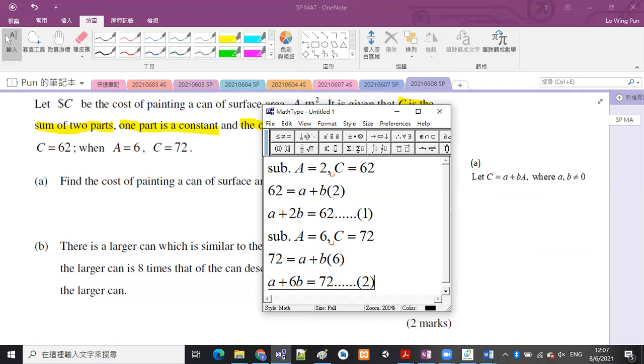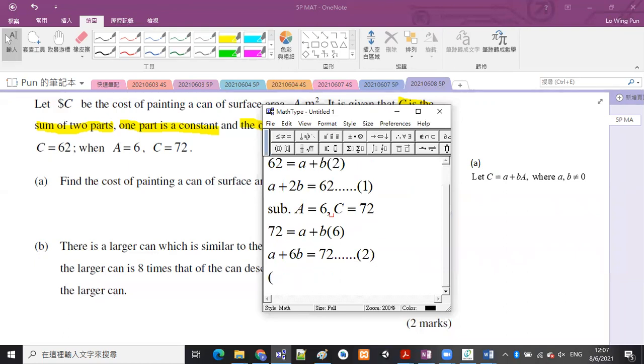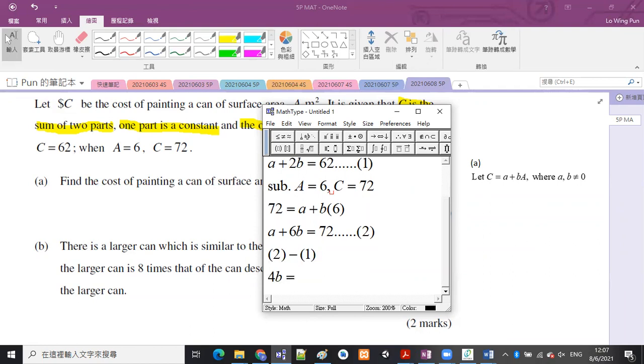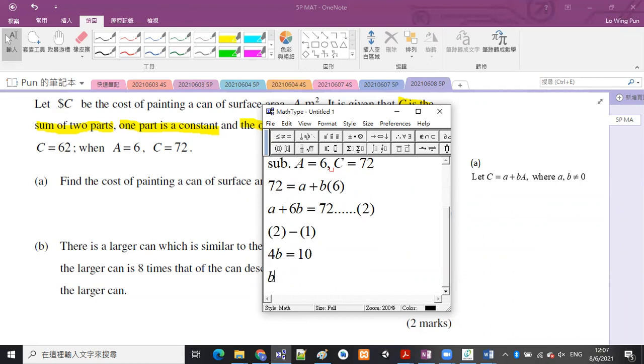So I'm going to use equation 2 minus equation 1. The A terms will be cancelled by each other. And then for the B terms, we have 6B minus 2B becomes 4B. Right hand side is 72 minus 62, which is 10. So B is equal to 2.5, right?